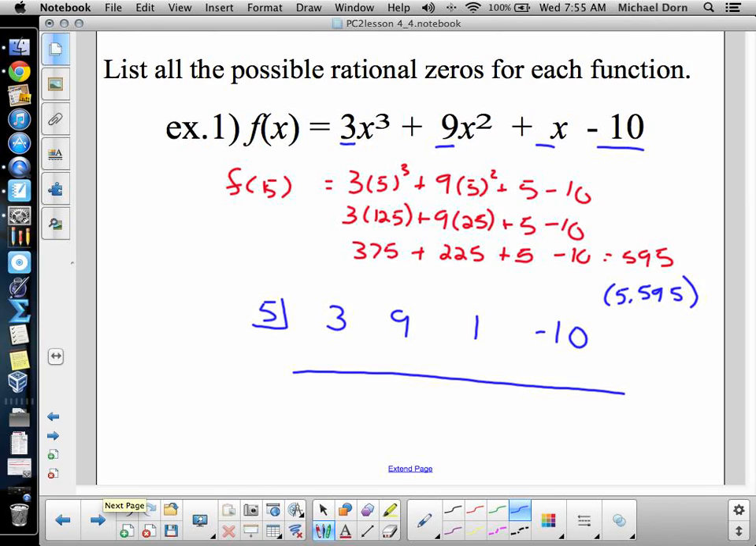And now I'm going to use the synthetic process. 3 just comes down. 3 times 5 is 15. Then I add. 9 and 15 is 24. 24 times 5 is 120. 1 plus 120 is 121. 5 times 121 is 605. Negative 10 and 605 is 595. Ta-da.